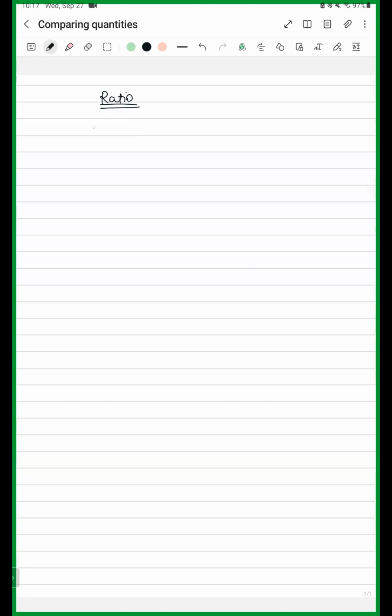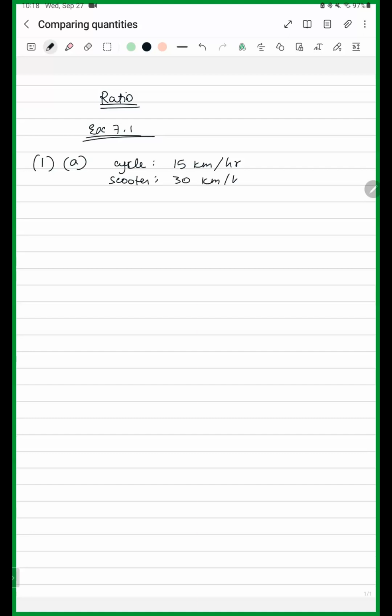So exercise 7.1. This is something that is pretty simple for you because you've already studied ratio. So let's do the first question. Find the ratio of the following. You have to find the ratio. Speed of a cycle, 15 kilometers per hour, to the speed of a scooter, 30 kilometers per hour. So 15 to 30.